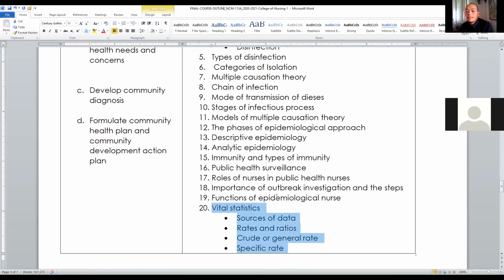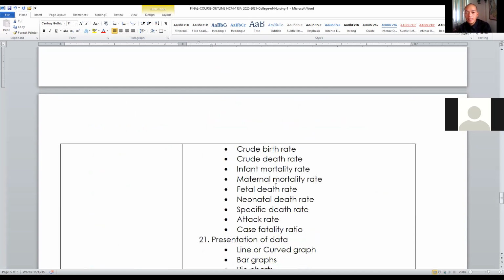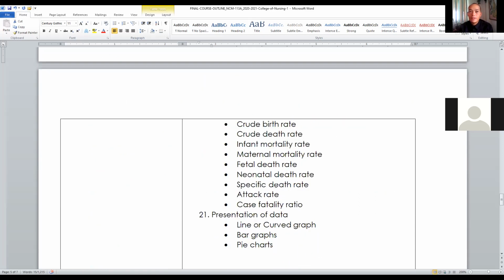Sources of data, rates and ratios: how many were born, how many got sick during your time in the community. Crude and general rates and specific rates, death rates, etc. And presentation of your data.